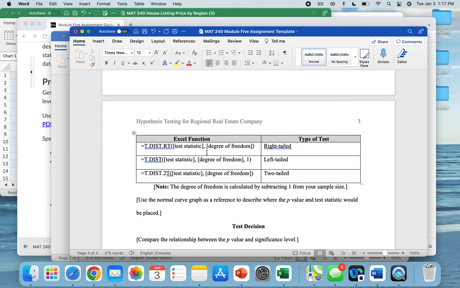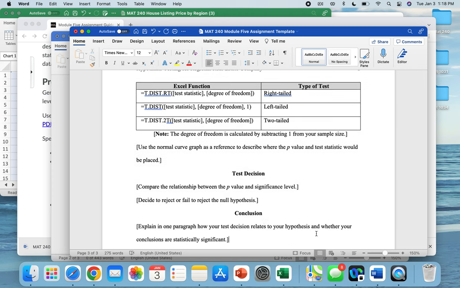Only do this middle one. We're only doing the left-tailed test. You do not need to do the right-tailed or the two-tailed because that's not what we're testing in this one. So you're only using this middle T distribution because that's the left-tailed. Fill in all your information there and your conclusion. And that is Module 5.